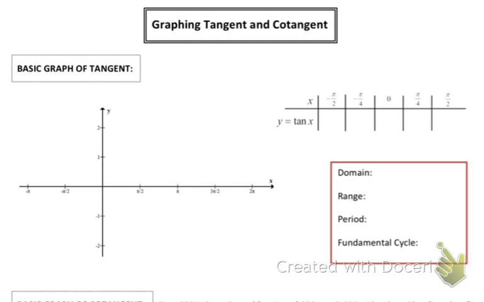So the basic graph of tangent. What we're going to do is we're just going to plot some points of tangent values. And hopefully on your unit circle you have your tangent values written. And we should have those memorized. So you should have them memorized by today. I'm going to tell you, by tomorrow or the next day, be ready for a unit circle quiz.